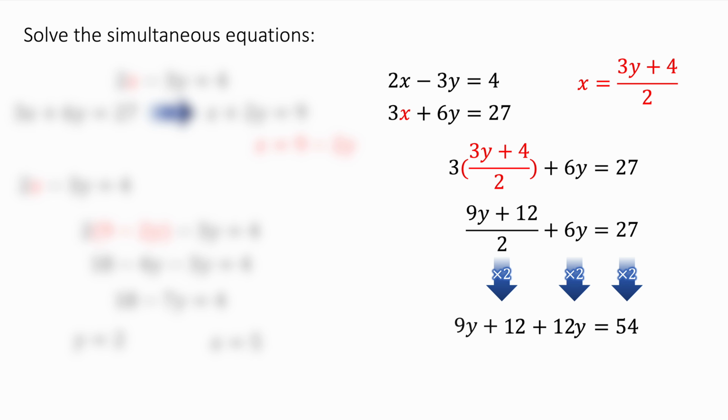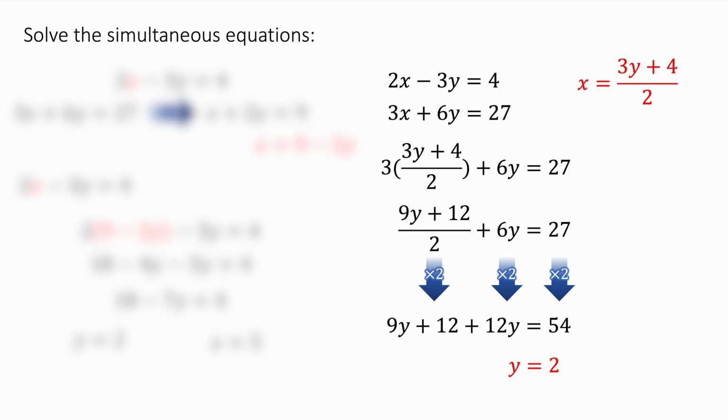Okay, 9y plus 12y is 21y plus 12. Take 12 off both sides. 21y is 42. Divide by 21, and I get y is 2. Now, to find the x, I substitute y equals 2 into my equation for x. Remember, x is equal to 3y plus 4 over 2. Replace the y with 2. 3 times 2 plus 4 divided by 2. 6 plus 4 divided by 2 is 5. And again, as ever, y is 2, x is 5.